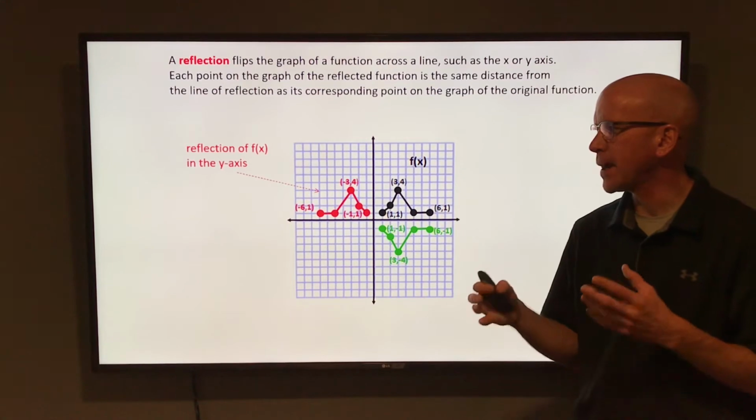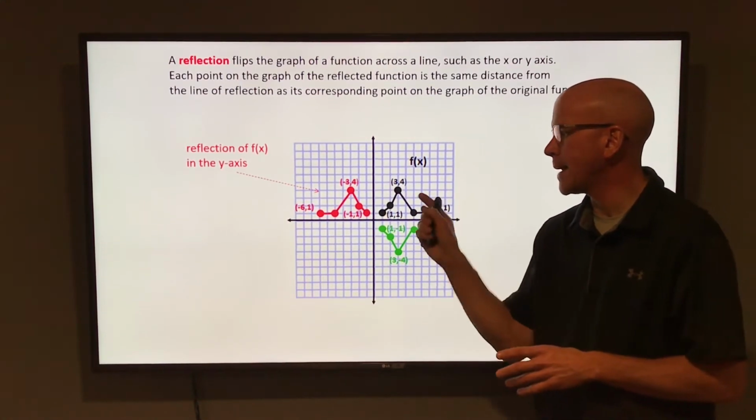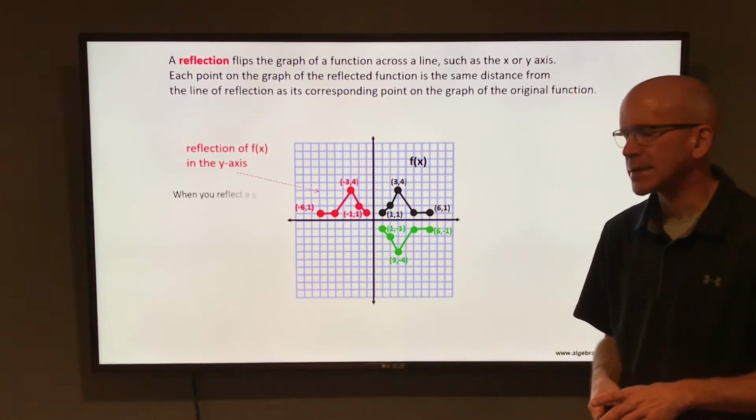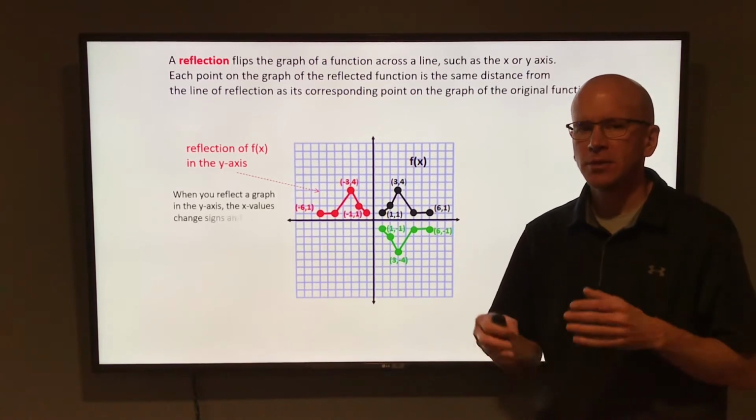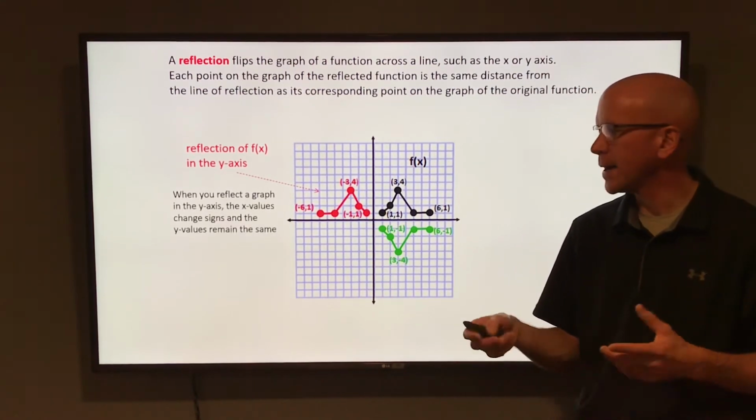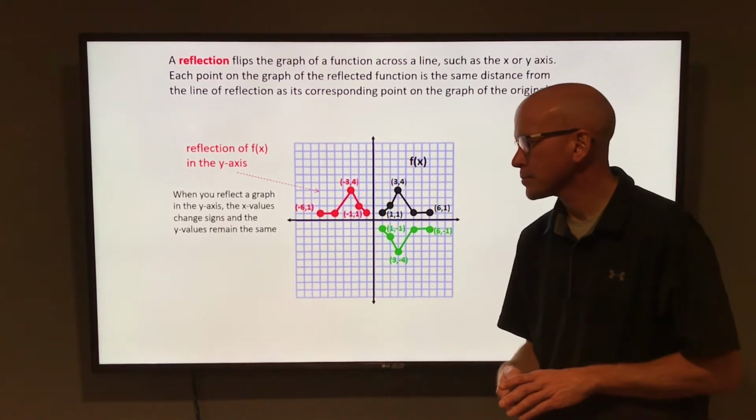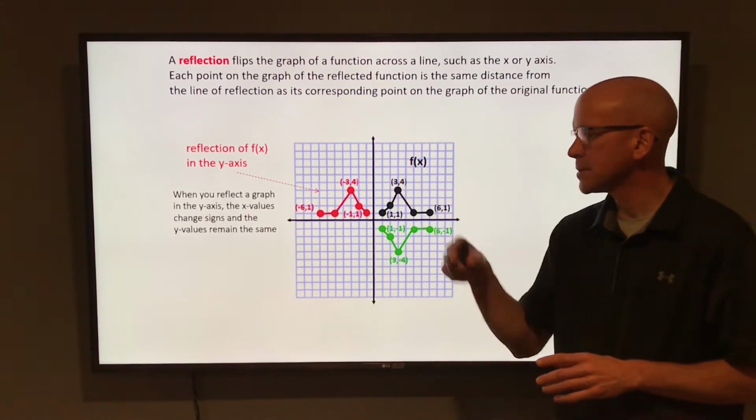So when you make a reflection over the y-axis, the value of x is what changes. It changes from positive to negative or negative to positive. The y values stay the same.